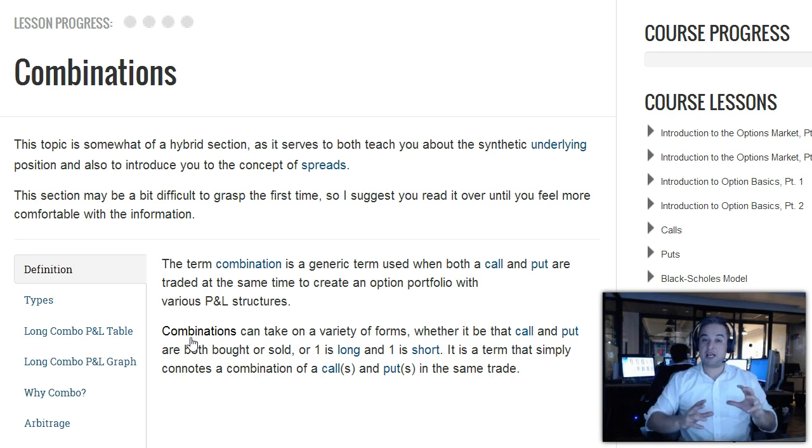But it's good to understand that you can recreate that underlying synthetically, just like you can synthetically create a call and synthetically create a put.